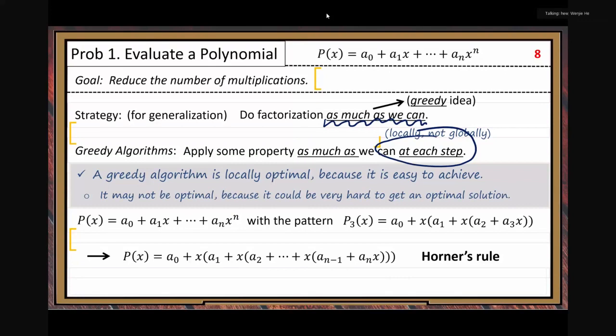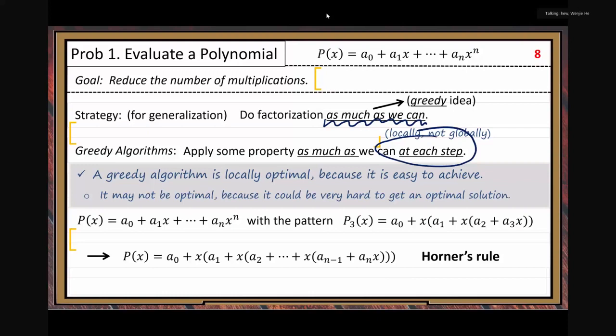When you evaluate a polynomial this way, that's called Horner's rule. If I ask you to write a computer program to calculate a polynomial by Horner's rule, do you know how to write the code? How to implement it in a computer program? Yes, recursion. So that's our first programming project.